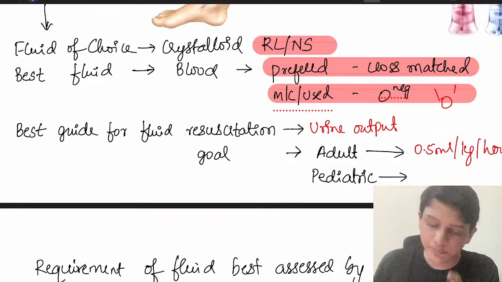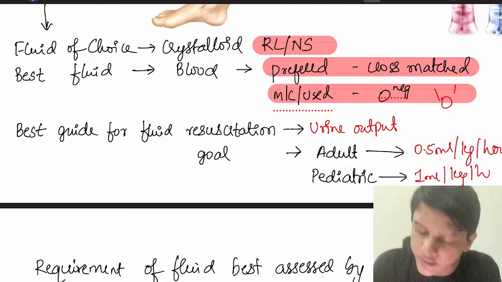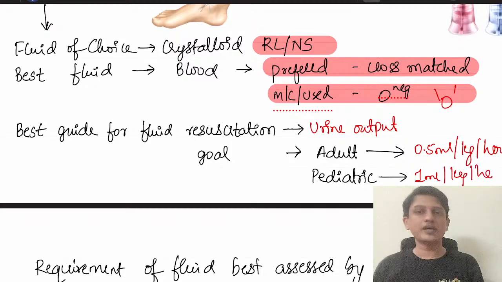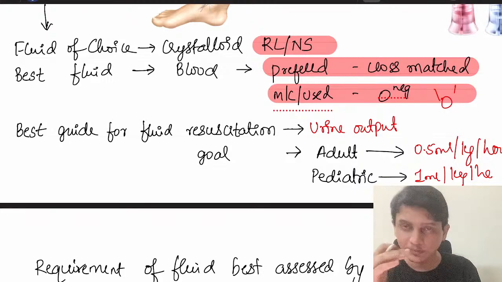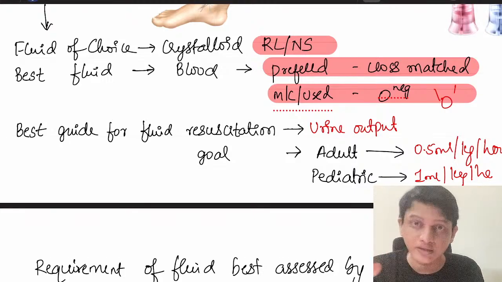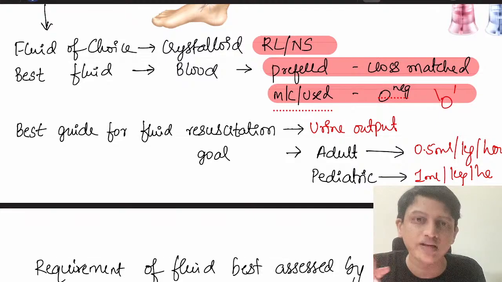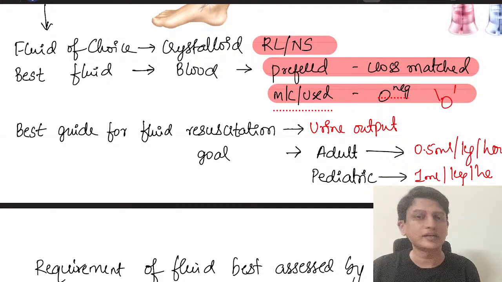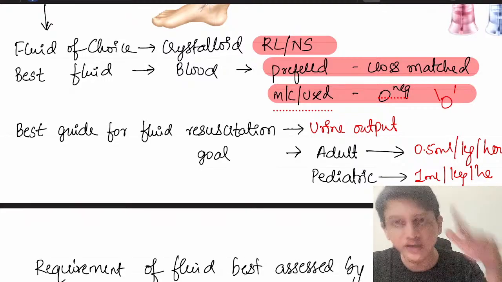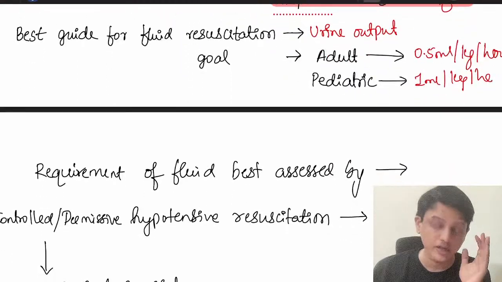Okay. For a pediatric it's 1 ml per kg per hour. If a 10 kg baby is there, baby has to pass minimum 10 ml per hour. That is the minimum. With the babies or adult, if that patient is passing minimum 0.5 ml per kg per hour, means he is having enough fluid in the body. Your fluid resuscitation is adequate. If the urine output is less, only 10 ml, that means you are not giving enough fluids. You have to increase the fluid volume. That's the best guide for fluid resuscitation.